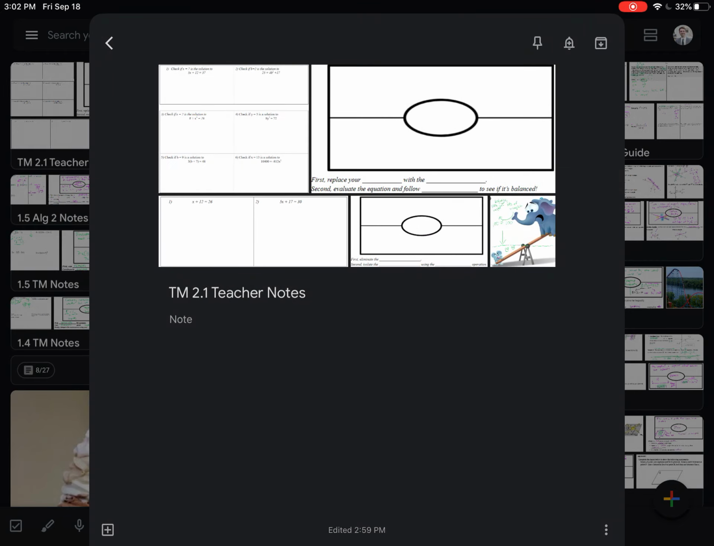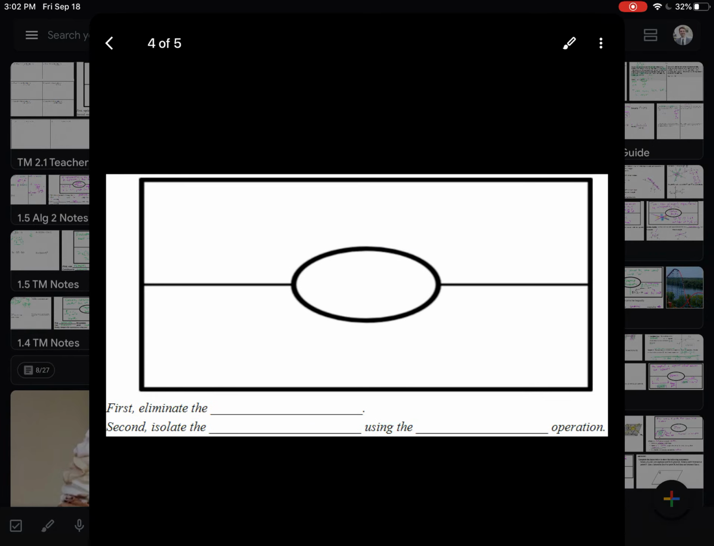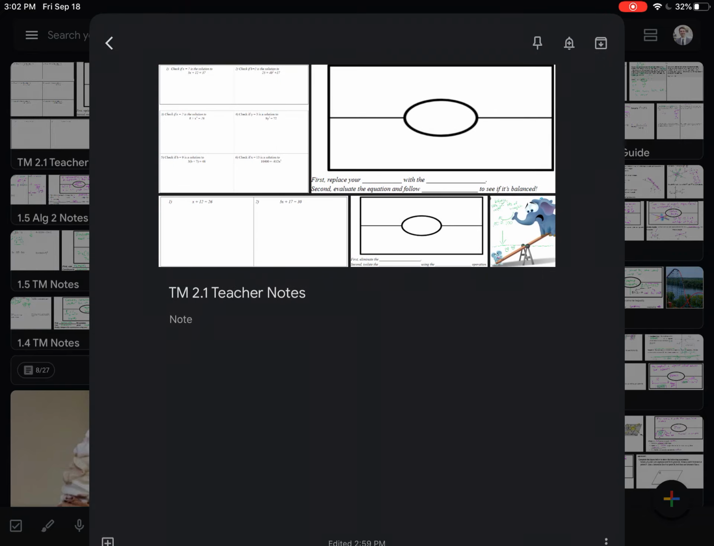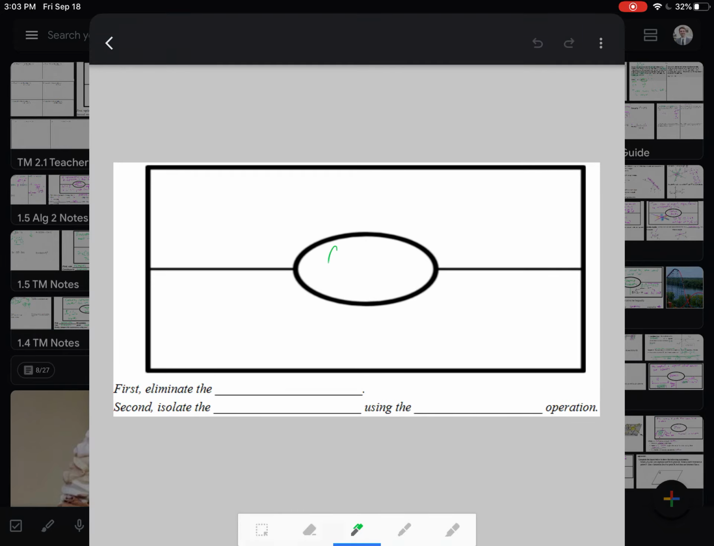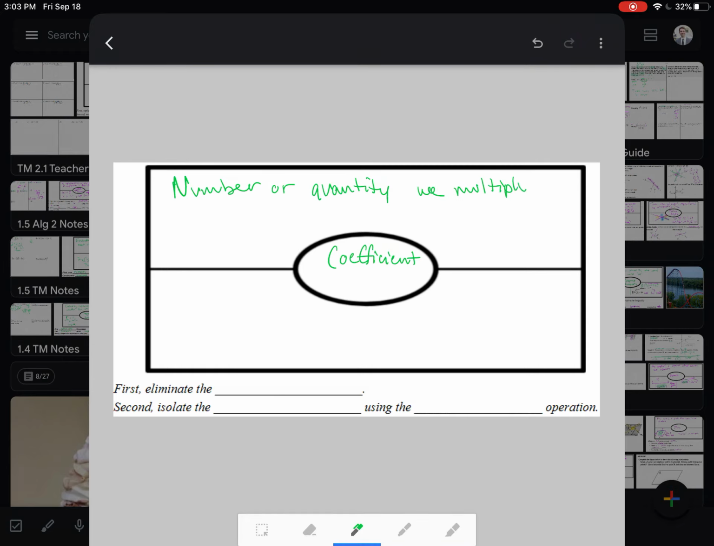All right, so a couple definitions for today. We're going to start off with coefficient as our first word. Sorry about that delay. The coefficient is the number or quantity we multiply our variable by. So for example, if we had 2x plus 7, right here the 2 is our coefficient.